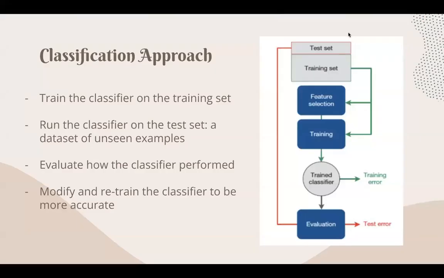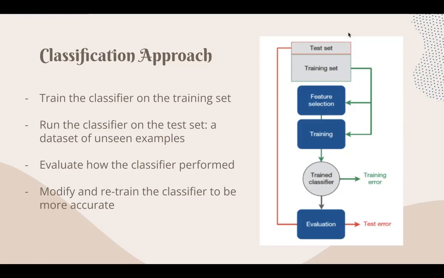Okay, we're back. And here we have the classification approach. The first thing you're going to do is train the classifier on the training set. Again, going back to what the training set is, this is when your data is already pre-labeled. So we have images that are said to be coyotes and images that are said to be wolves. From here, you go into feature selection and then training. And then we want to predict, measure our trained classifier and the training error. And then we want to evaluate: how did this classifier perform? What is the error and how can we fix that? And from here, you're going to modify and retrain the classifier to be more and more accurate.